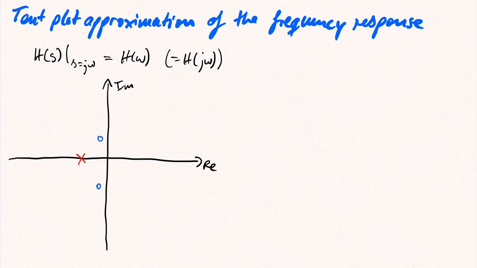When we're interested in the frequency response, what we have to do is to evaluate H(s) not on the entire surface for the complex variable s, but along the line for s equals jω. This is, along the imaginary axis.